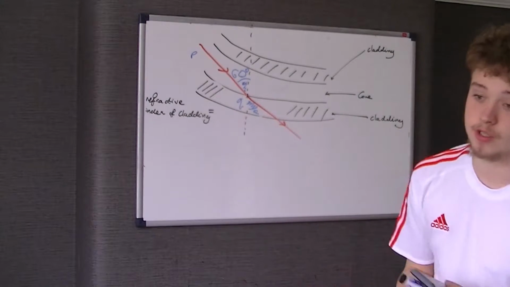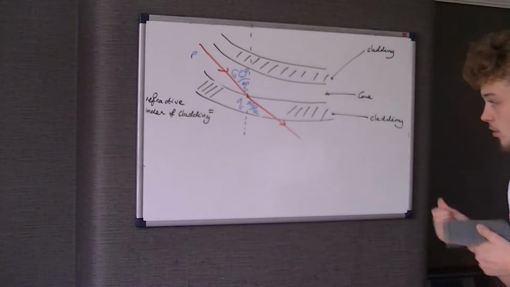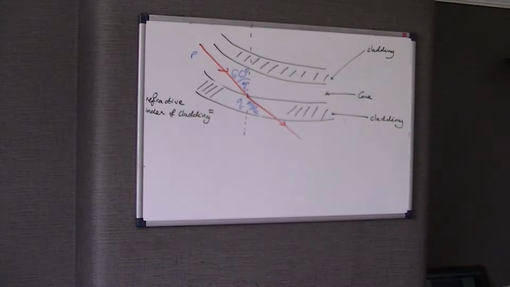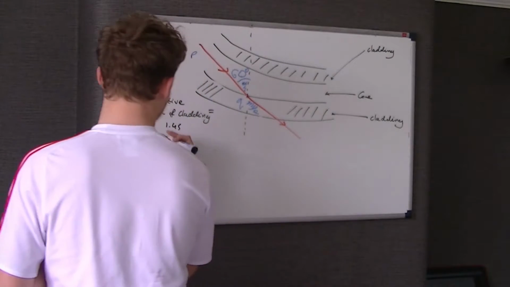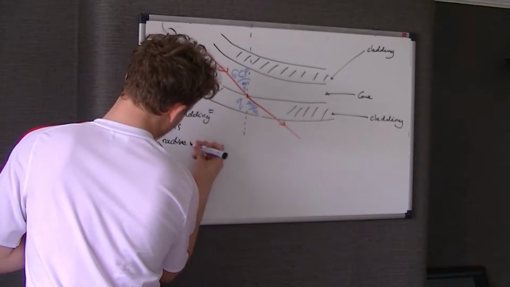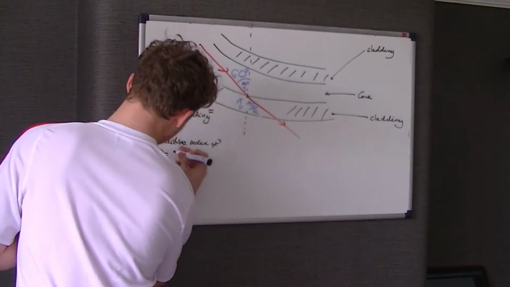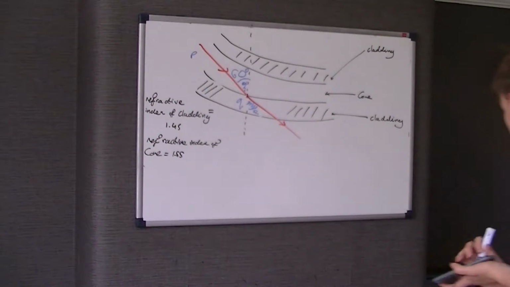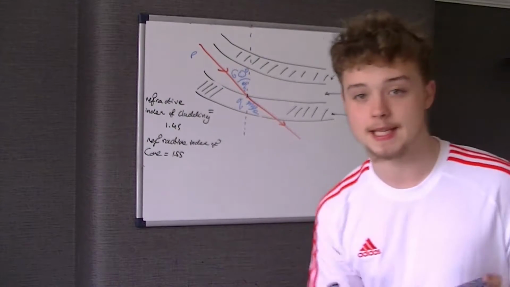Now, the thing it should be alluding to straight away in your mind here is this angle is less than the critical angle. We're also told a few other things: the refractive index of the cladding, which is the bit I've shaded in, is 1.45, and the refractive index of the core is 1.55. So obviously that's a light ray, and it says calculate the critical angle of the core cladding boundary.